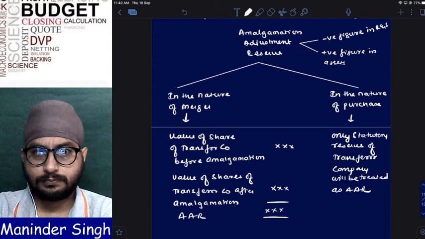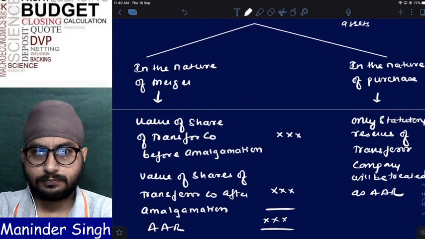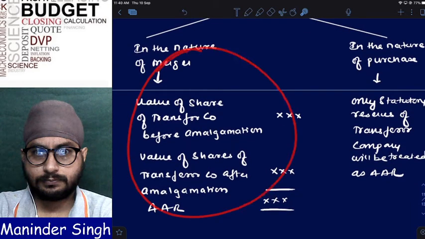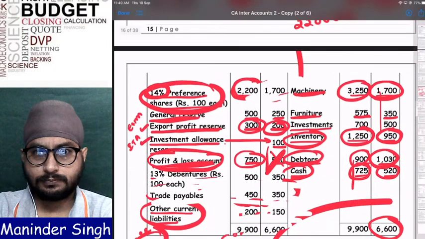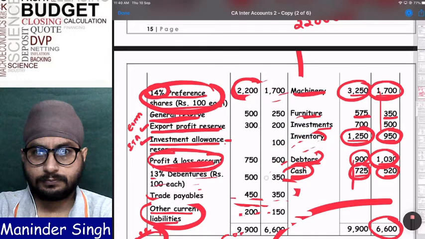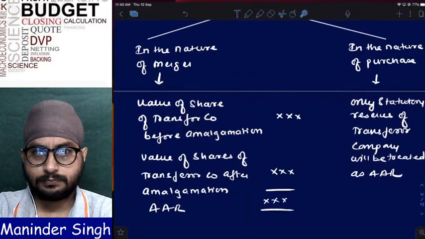Done? Clear. Now tell me, we are in amalgamation in the nature of purchase. Should I do all the calculations like this, or can I only transfer statutory reserves to AAR? I can only transfer the statutory reserves to AAR. No headache, right? Now tell, how much are the statutory reserves? Tell me the total of statutory reserves of transferor company. 300, right?